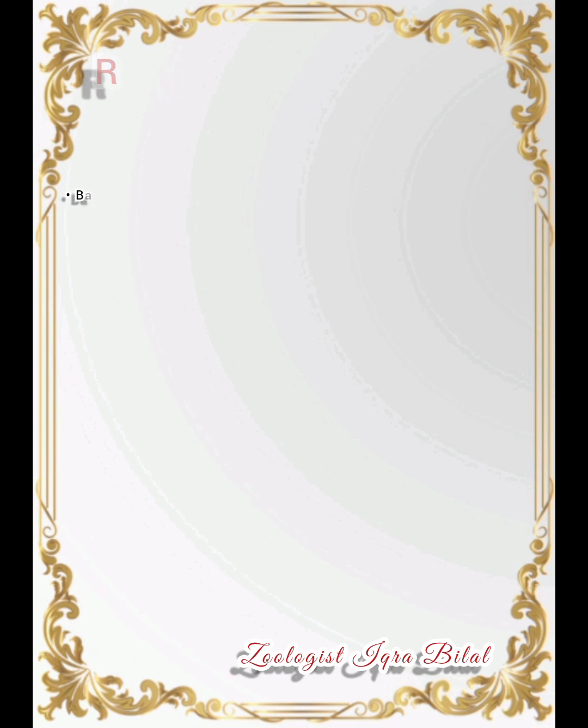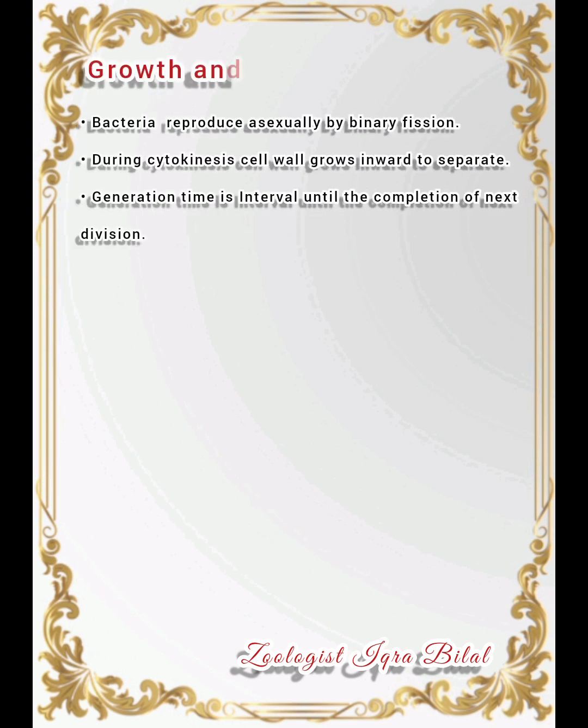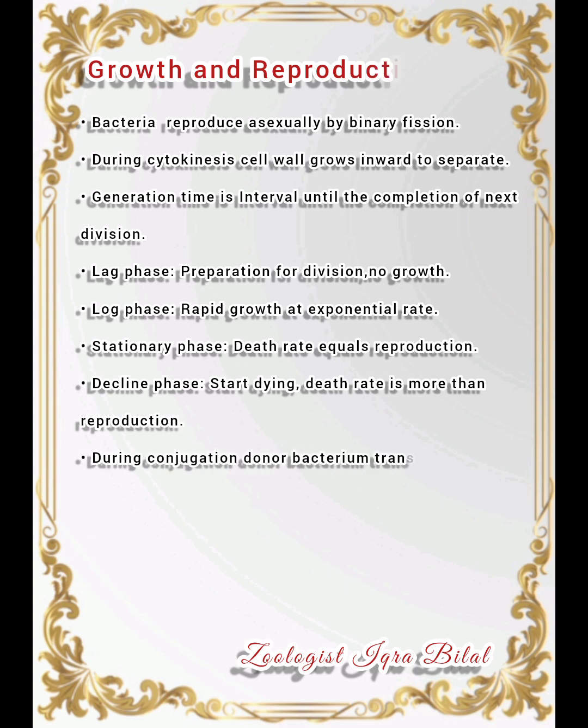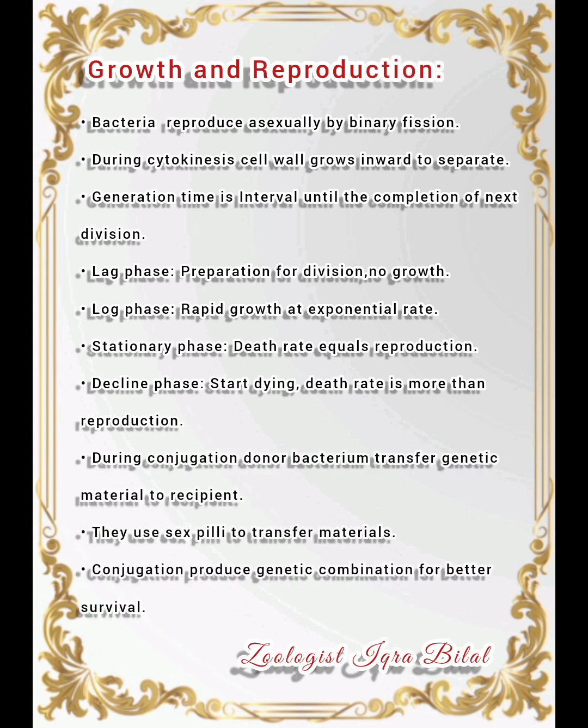Growth and reproduction. Bacteria reproduce asexually by binary fission, and meiosis is totally absent in bacteria. During cytokinesis, cell wall grows inward to separate. Cytokinesis means division of cytoplasm. What is generation time? Generation time is interval until the completion of next division. So from one division to the next division, the time interval is called as generation time.